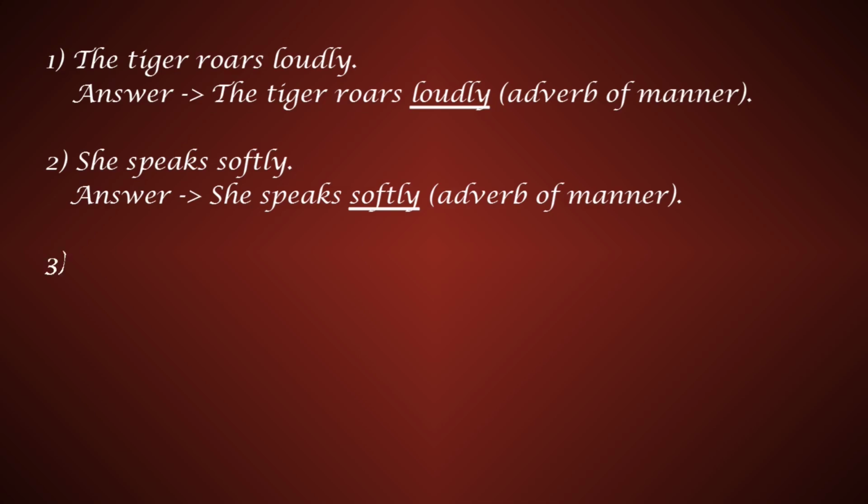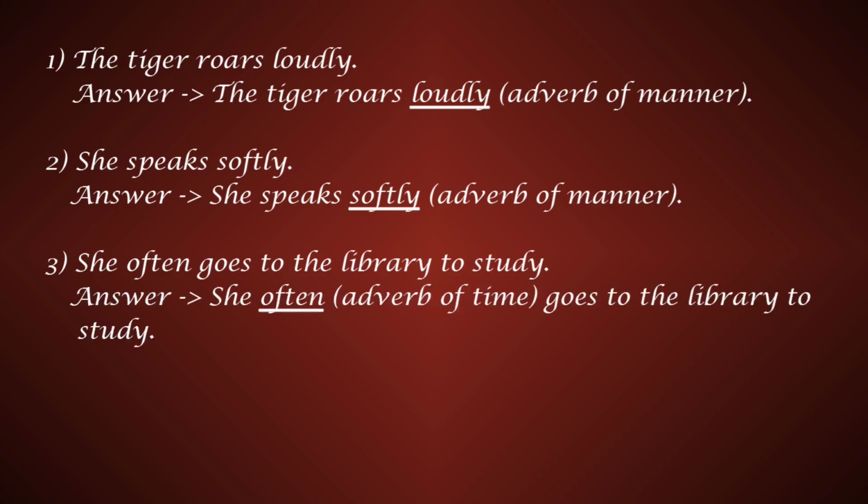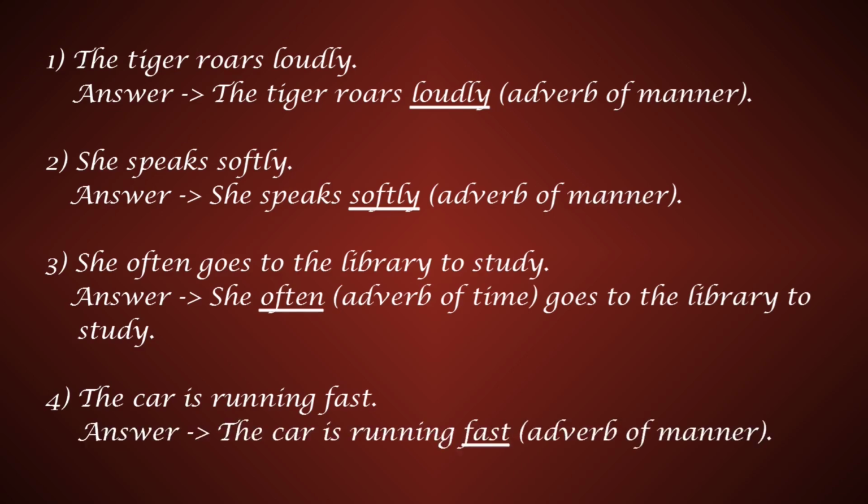Number 3. She often goes to the library to study. Here, often is the adverb of time as it describes the verb goes. It tells how often she goes to the library. Number 4. The car is running fast. Here, fast is the adverb of manner as it describes the verb running.